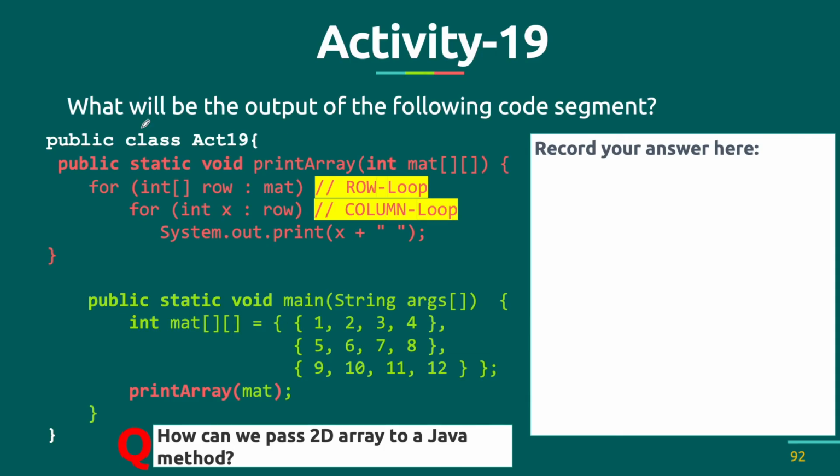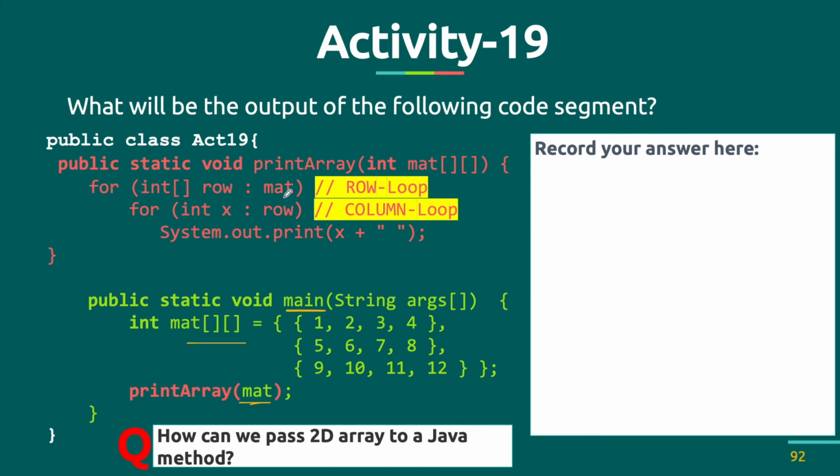So moving back here, as we usually do, pause the video, try to find the output, and then resume, and we will start execution as always, starting from the main method. In the main method, we have a two-dimensional matrix called mat, and we send that matrix to a method called print array.